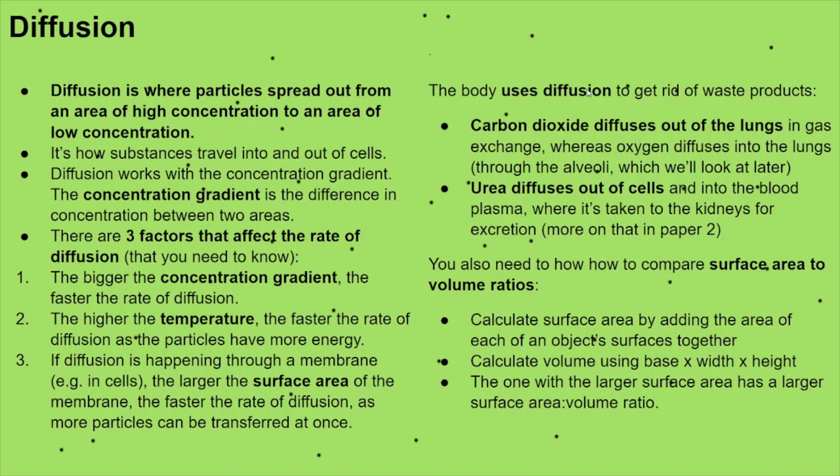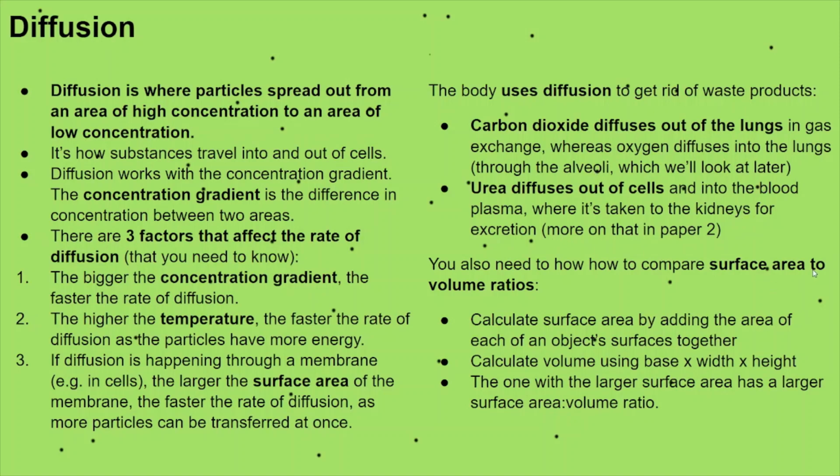We're going to look at 2 functions of diffusion. Our body uses it in gas exchange, so carbon dioxide diffuses out of the lungs and oxygen diffuses into the lungs through the alveoli, which we'll look at later. And urea, that's a waste product, diffuses out of cells into the blood, and it's taken to the kidneys for excretion.